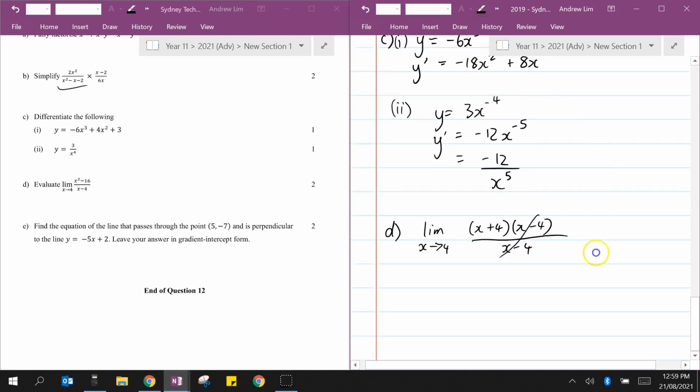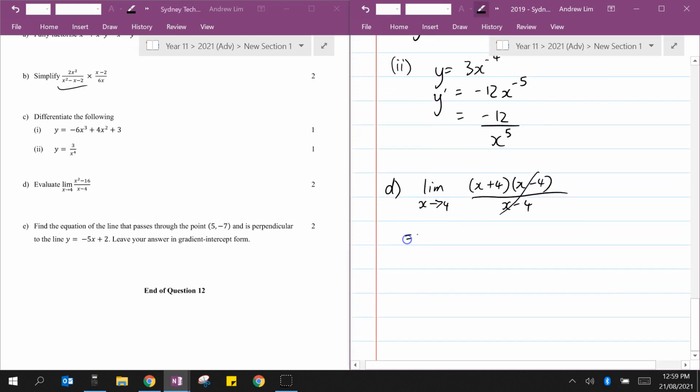So that cancels each other out, leaving me with the limit as x approaches 4 for x plus 4, which will be 4 plus 4, which is 8.